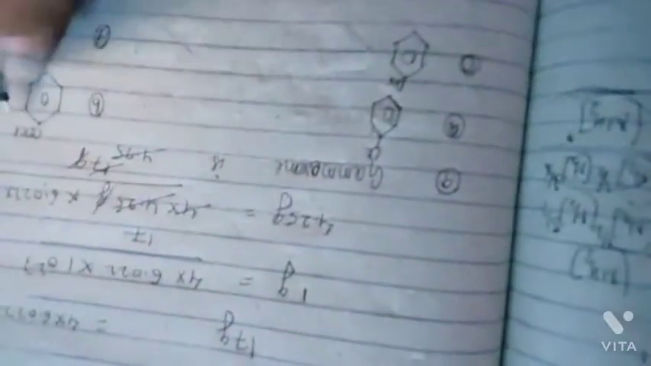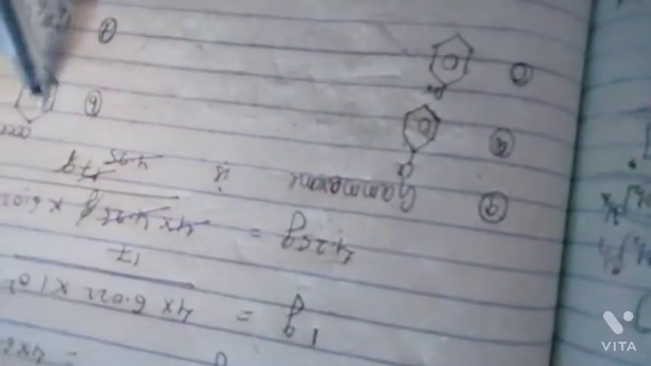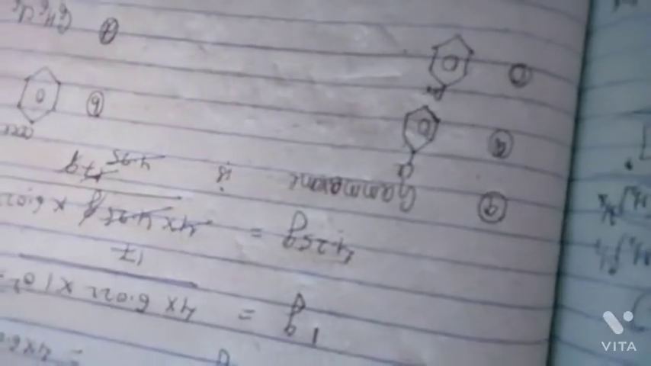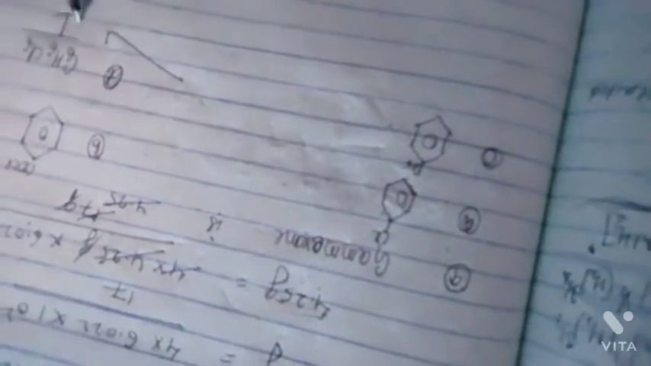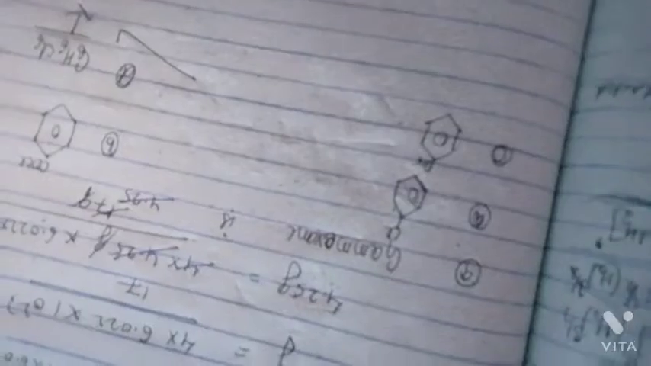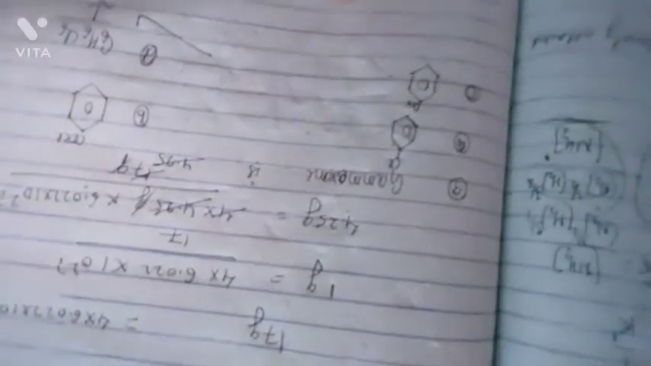Now the next question is asking: what is gammexane? Is it chlorobenzene? Is it bromobenzene? Is it carbonyl chloride benzene? It is C6H6Cl6. Yes, it is C6H6Cl6, that is benzene hexachloride, known as gammexane. It is also known as 6,6,6 compound. Okay, so this is there.